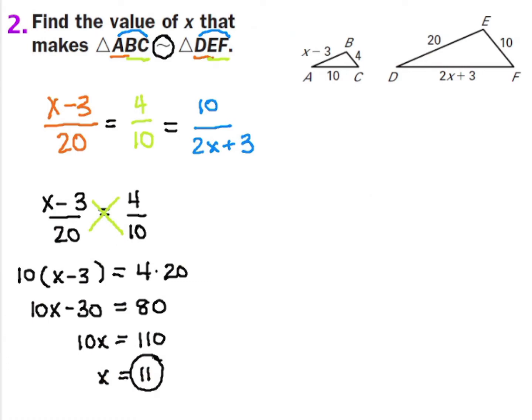Let's check that back in the x minus 3. 11 minus 3 is 8. 8 over 20. What is that? Well, that's definitely the same thing as 4 over 10, right? So that's a good sign.